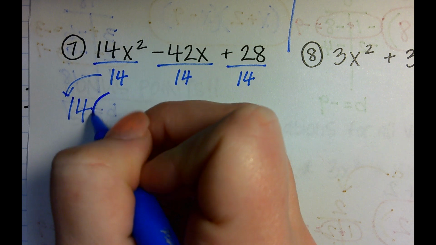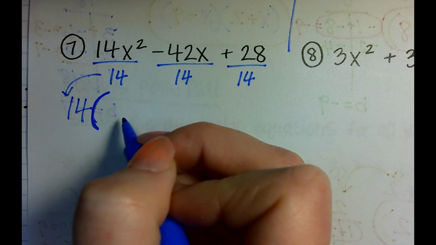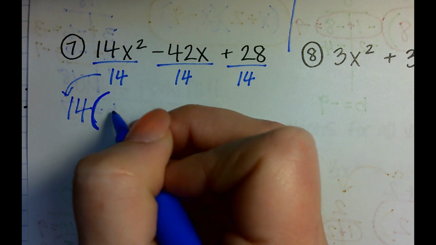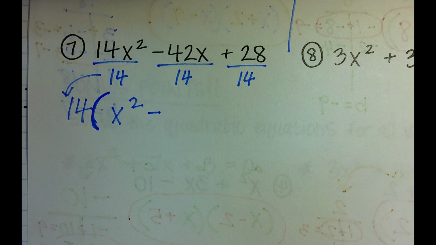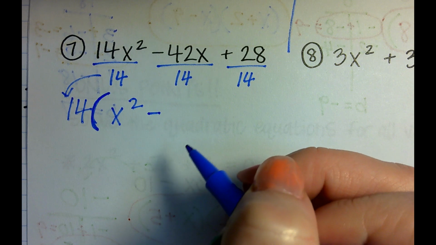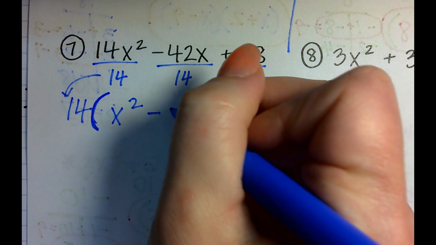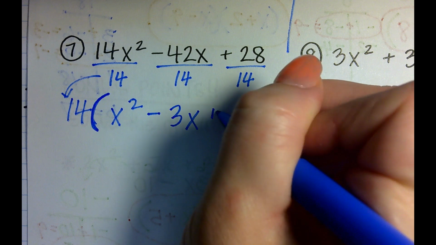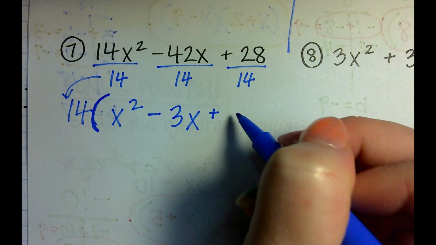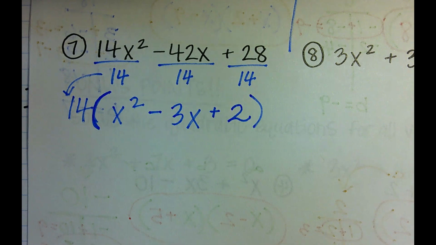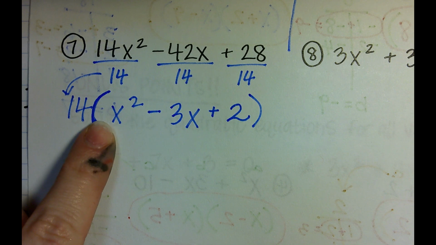And what do all my terms become? I've got 14x squared. If I divide that by 14, what's left? X squared, good. Minus 42x divided by 14. What does that give me? 3x, plus 28 divided by 14. 2. All right. And how nice is that? Our A is down to 1 again.